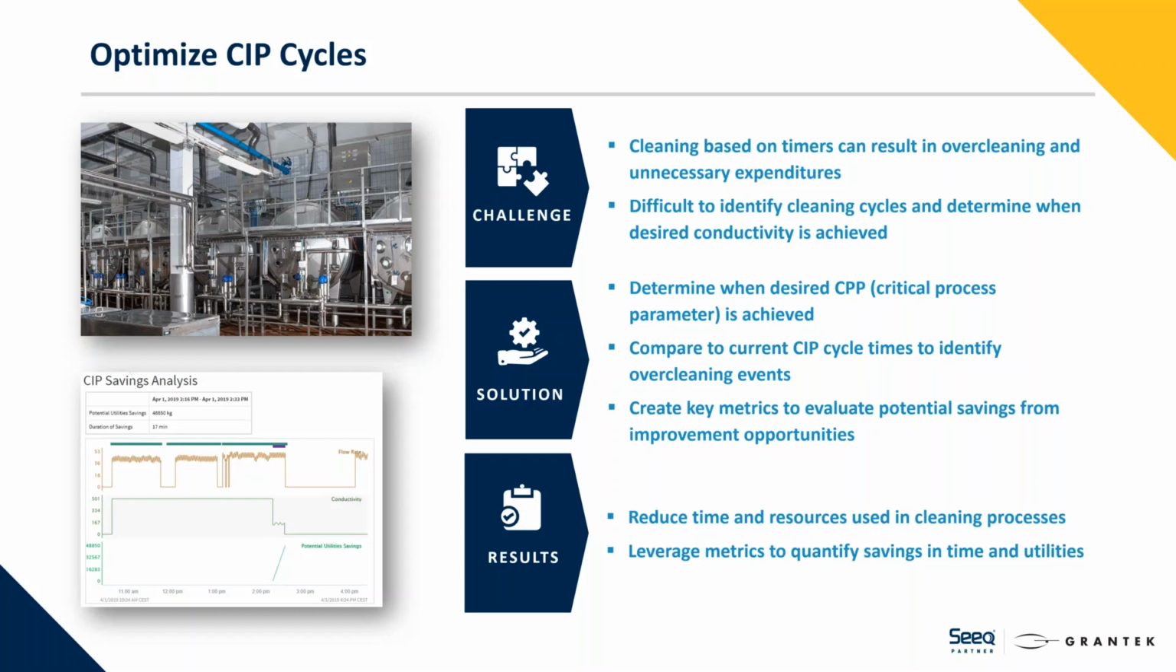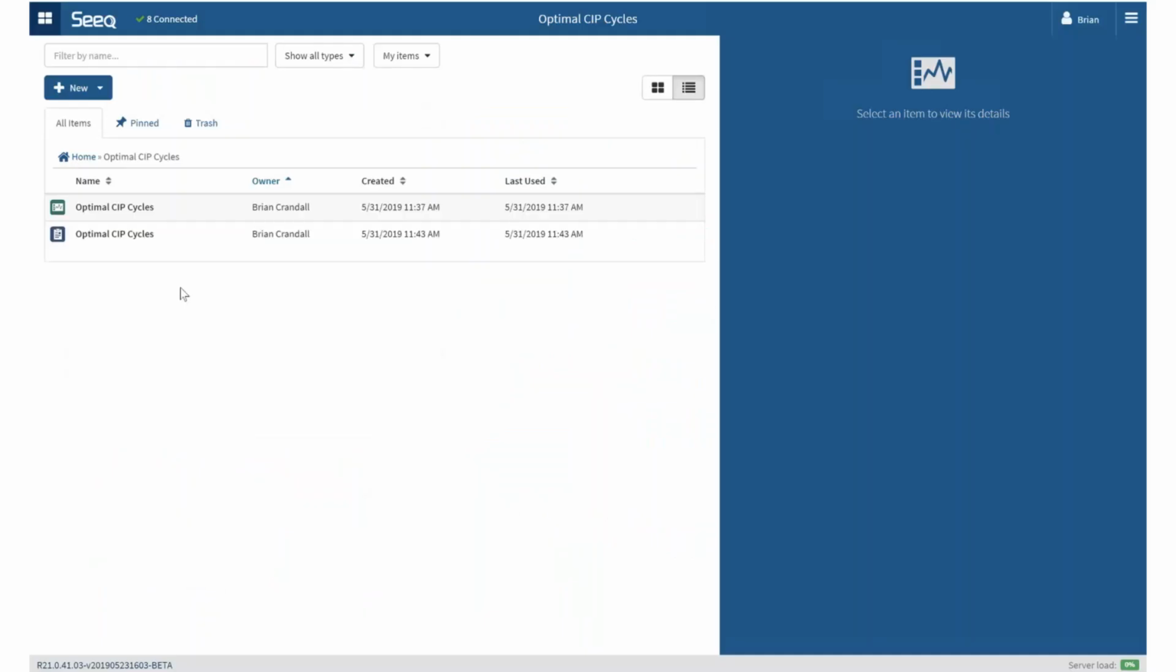The solution within Seeq was actually to determine when the system is actually clean. So when is that desired CPP, whether it's a conductivity value, a UV value, whatever value is determining that aspect of this product is gone from the system. Let's find out when we actually achieve that, compare it to the actual cycle time that we're operating under currently, and create KPIs to evaluate how much savings potential there is out there. Ultimately, this allows you to reduce time and resources used in that cleaning process, but also leverage those KPIs to identify how much time and savings we are actually creating with this data-driven approach to CIP cycles.